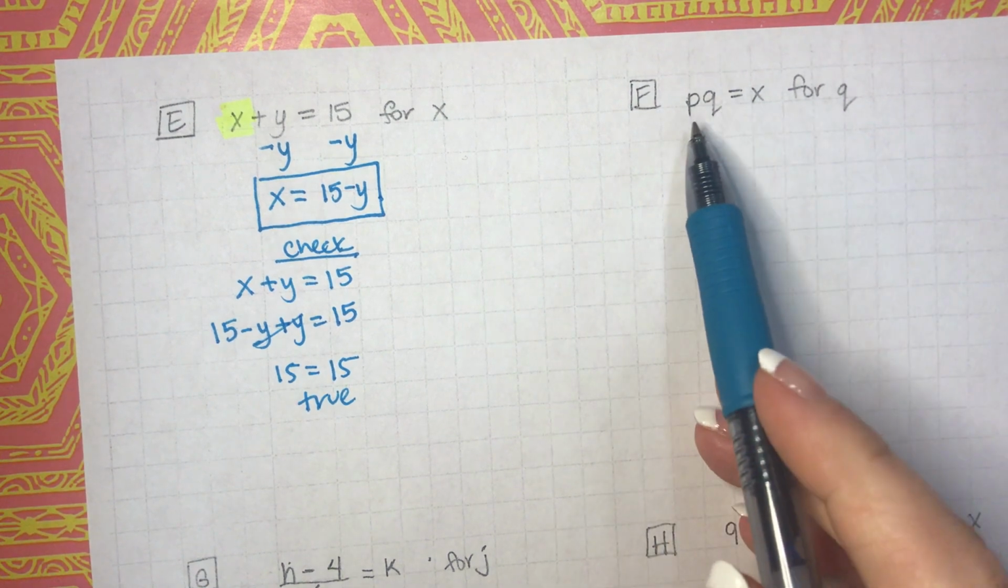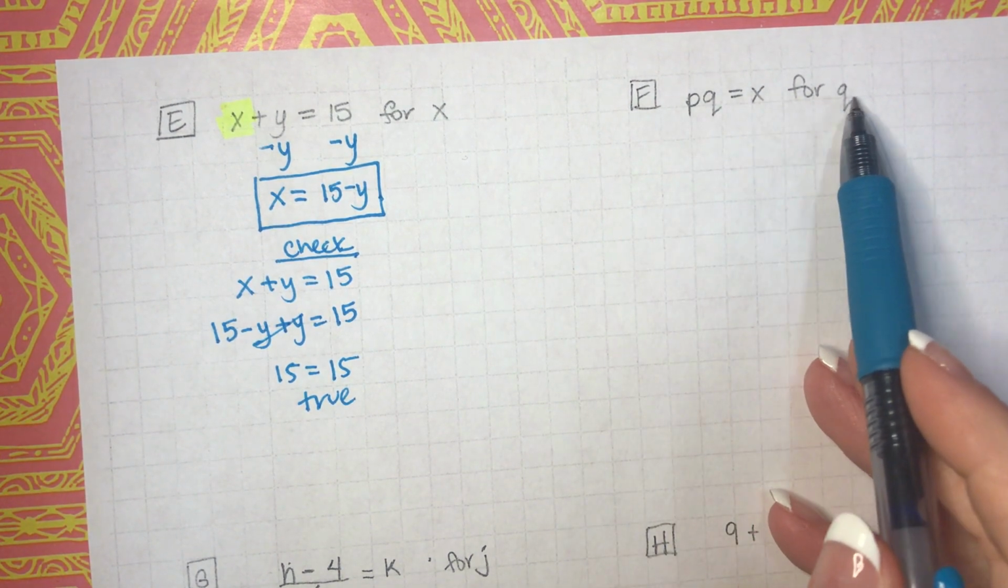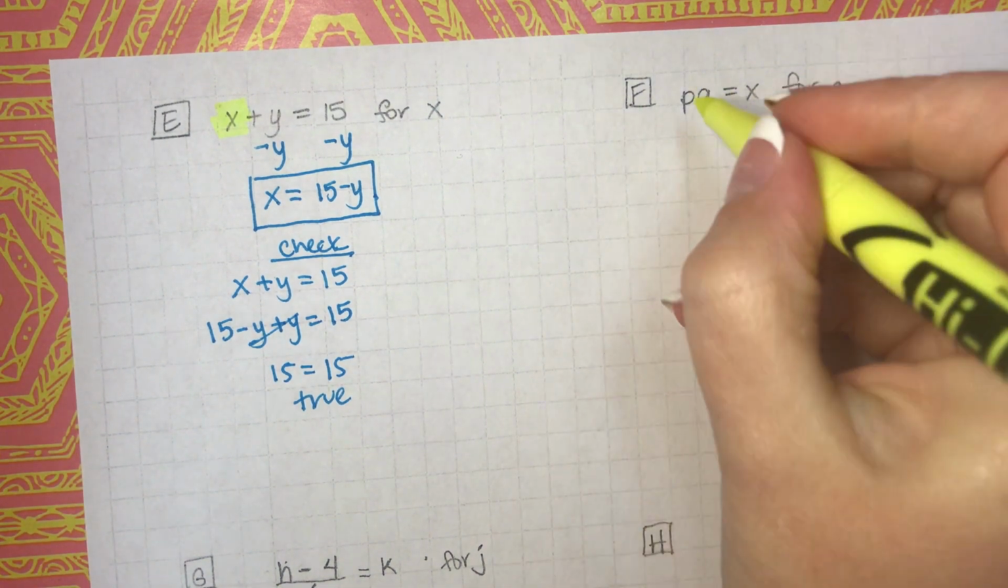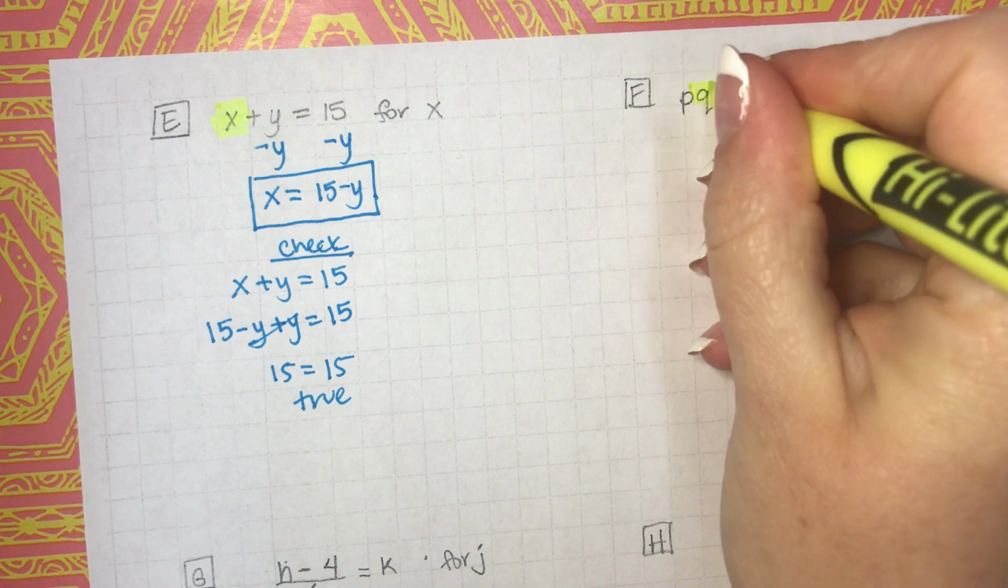So F says PQ equals X. We're solving for Q. We got to get Q by itself. Well, Q is on the top, so that's good. We can just start solving.